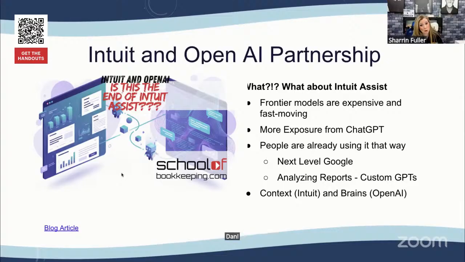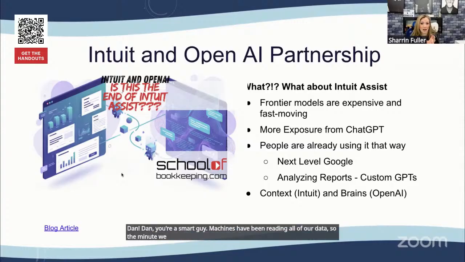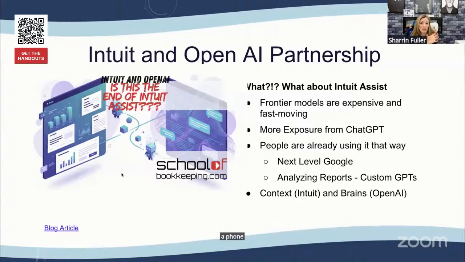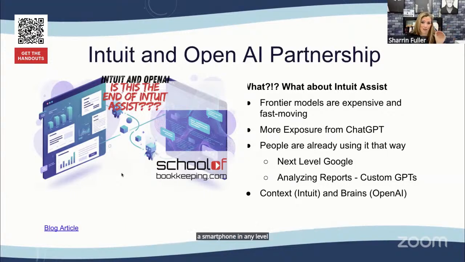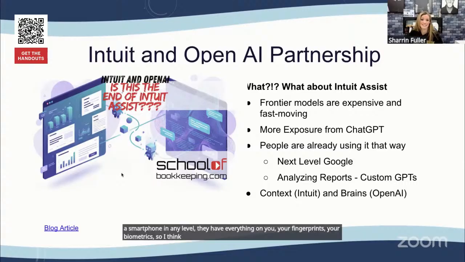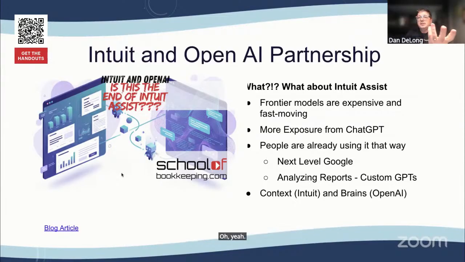Dan, you're a smart guy. Machines have been reading all of our data the minute we got a phone. Anybody who's like, oh, they're going to get us, if you have a smartphone at any level, they have everything on you, your fingerprints, your biometrics. So I think where the data's going is the least we need to worry about, because the data's out there. Well, I mean, we have no privacy.